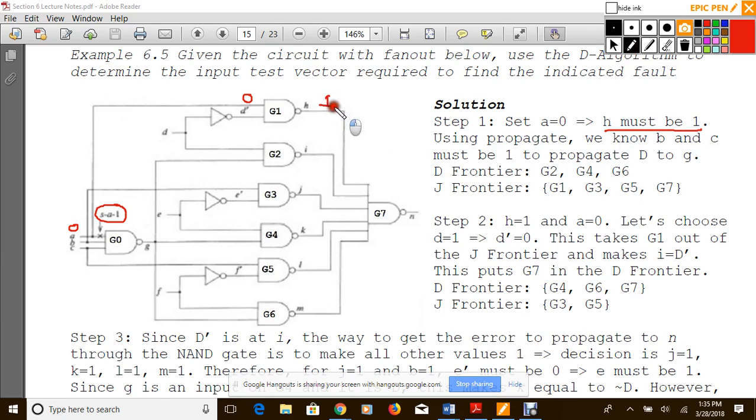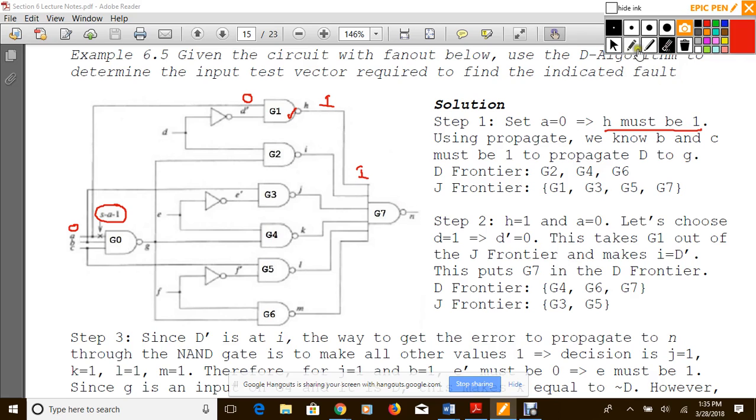I meant 1. So then if we have a 1 there, then we haven't determined what can be out there, because 1 is not the controlling value of a NAND gate. So that means we've added in our D frontier, we know which values are X. So here we have G1, G3, G5, and G7.